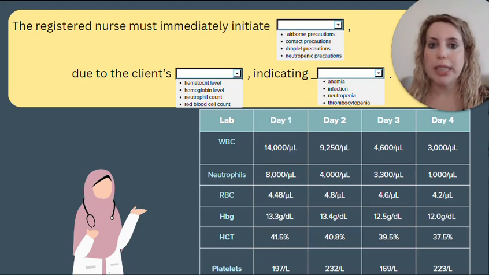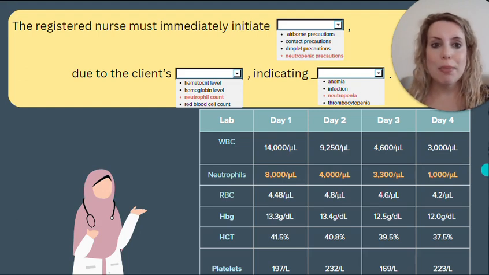So I want you all to complete the following sentence by choosing from the list of options. The registered nurse must immediately initiate blank due to the client's blank, indicating blank. Now there's a lot going on the screen, I know. I want you to go ahead and pause, take a little bit of time to look things over and get your answer down, and then press play when you're ready to walk through this together.